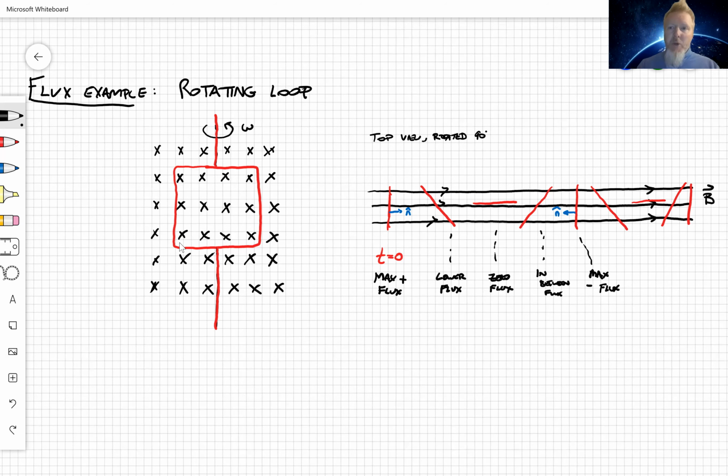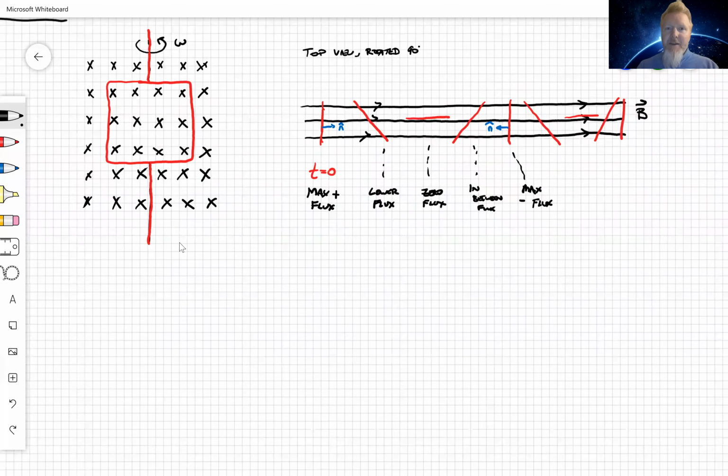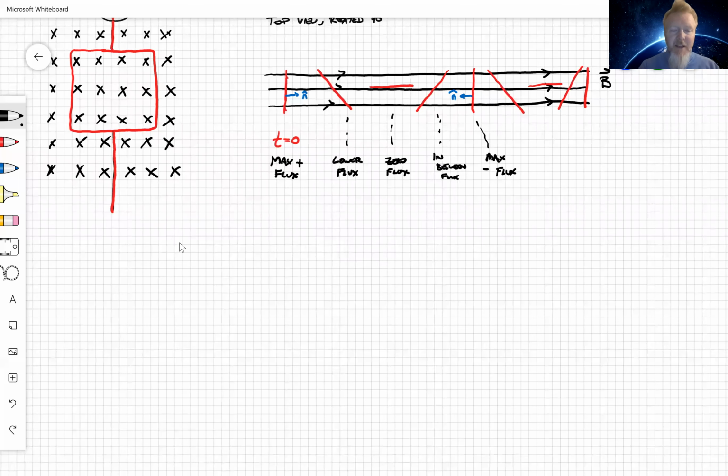So if we were to try and graph what the flux looked like, what does the flux look like?